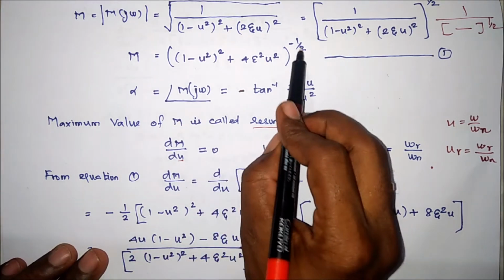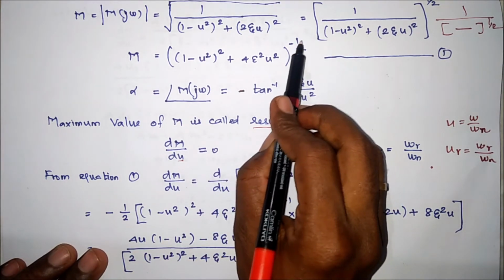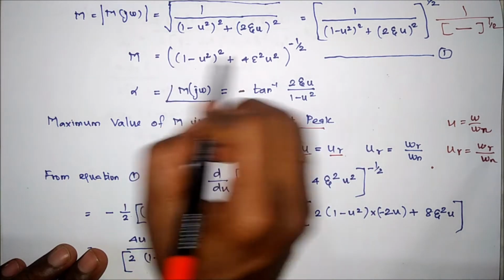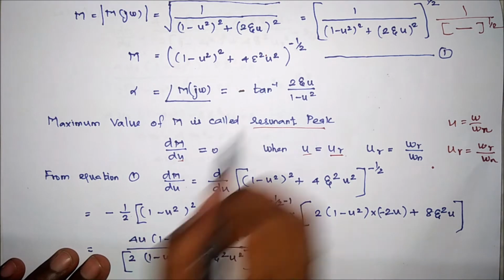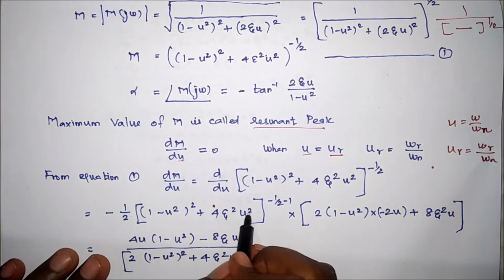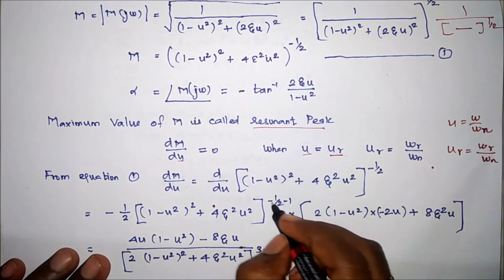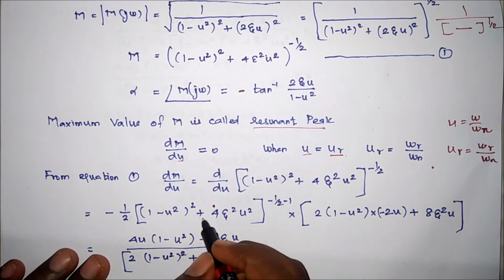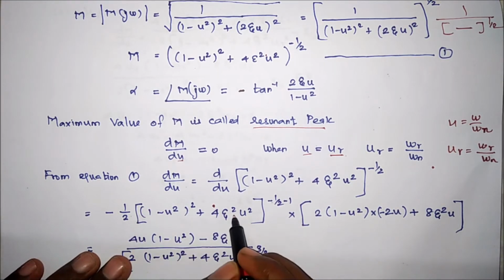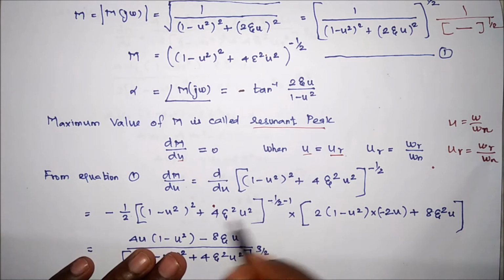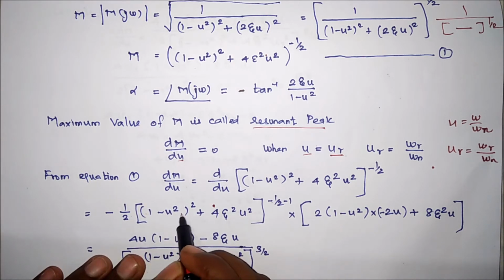So differentiate means first minus 1 by 2 into this entire term, whole power minus 1 by 2 minus 1. This is the formula for differentiation. After that, what is available inside we have to take and differentiate again. So first we have to take this part and differentiate it.